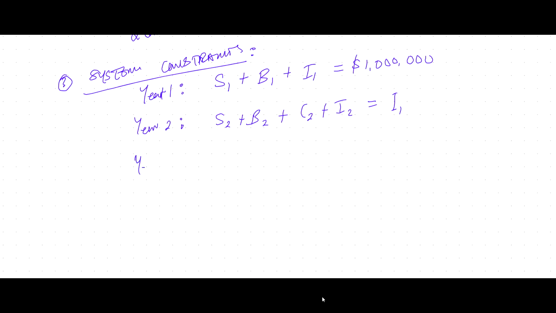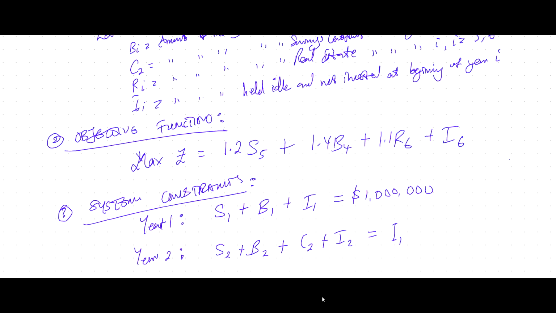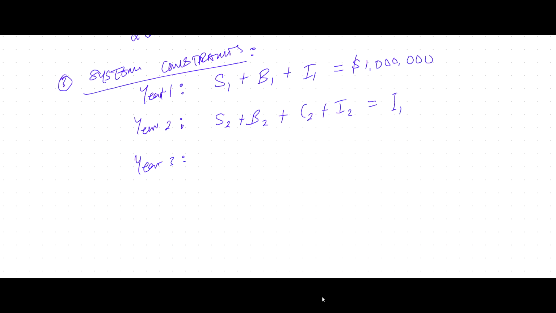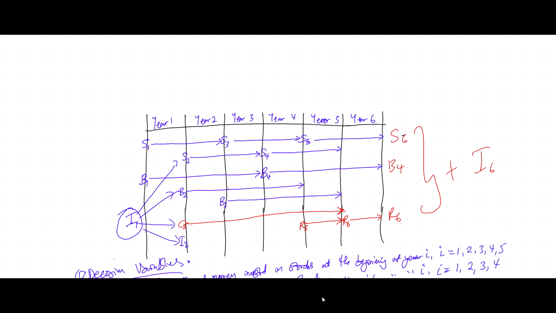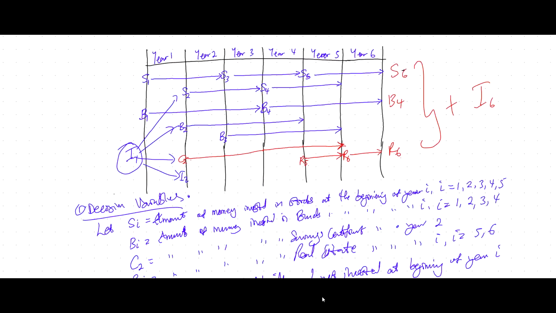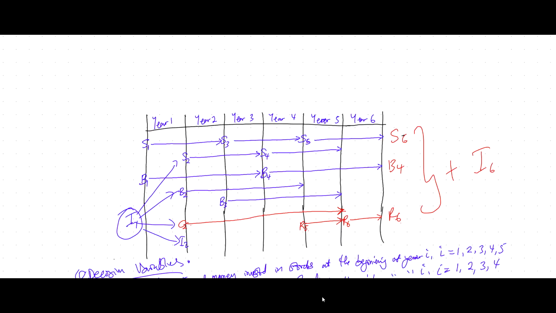Now, in year 2, you see that we will have another set of constraints. You can go back to our pictorial drawing and see what we have here. At the beginning of year 3, we have S3, we have B3, and again, we will have I3. So we have S3 plus B3 plus I3. However, this will be equal to what is coming from S1.